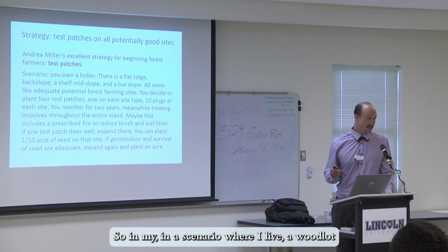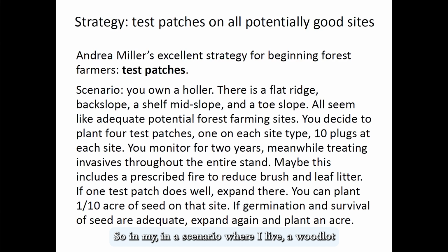So in a scenario where I live, a woodlot is going to have some steeply dissected topography, assuming the soil's not too saturated to plant these herbs in. And so say you own a holler or part of a holler. There's a flat ridge on top. There's a back slope somewhere mid-slope. There's a shelf that might be good for soil moisture. There's a toe slope. This is an area of soil accumulation. All seem like they might be good sites in this case.